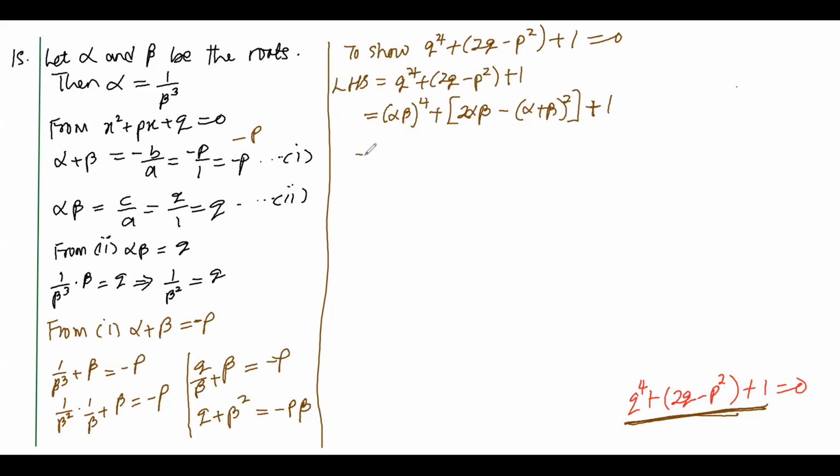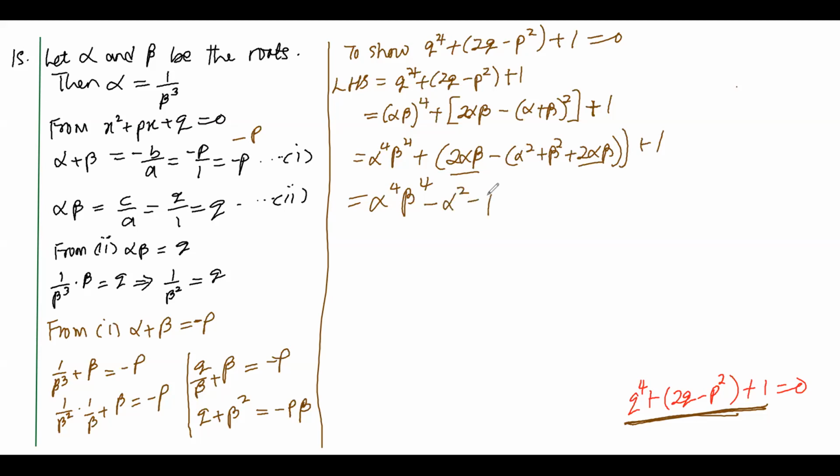Okay, so I don't know if this makes sense. So this is going to be alpha to power 4, beta to power 4. This is 2 alpha beta minus alpha squared plus beta squared plus 2 alpha beta. Eventually, this and this will cancel. So I'm having alpha 4 beta 4. Then minus, if I open this bracket now, minus alpha squared minus beta squared.